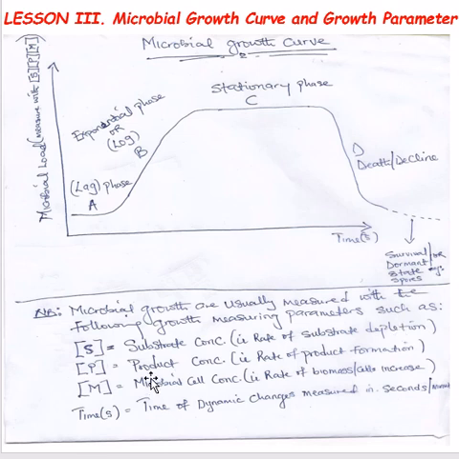Another parameter you can use is the product concentration, the rate at which the microorganism produces a particular product, a particular byproduct. You can use it to measure the rate of microbial growth, just like in ethanol production, where microorganisms can produce ethanol. If you can measure the rate of alcohol or ethanol production within that system, you can use it to measure the rate of microbial growth.